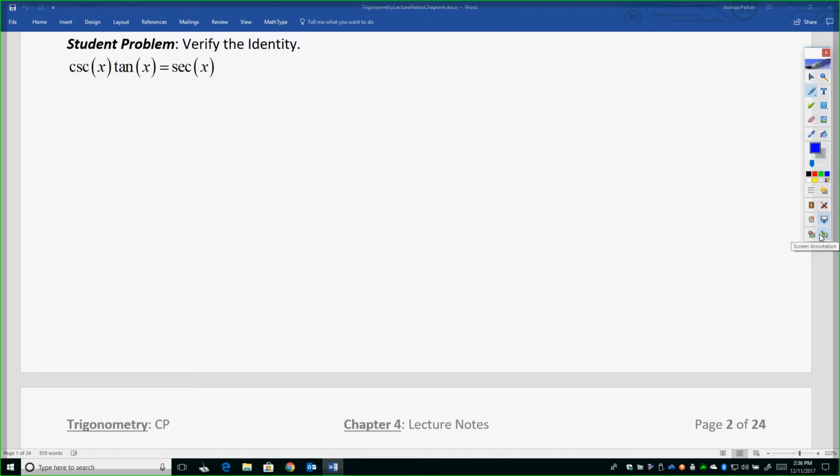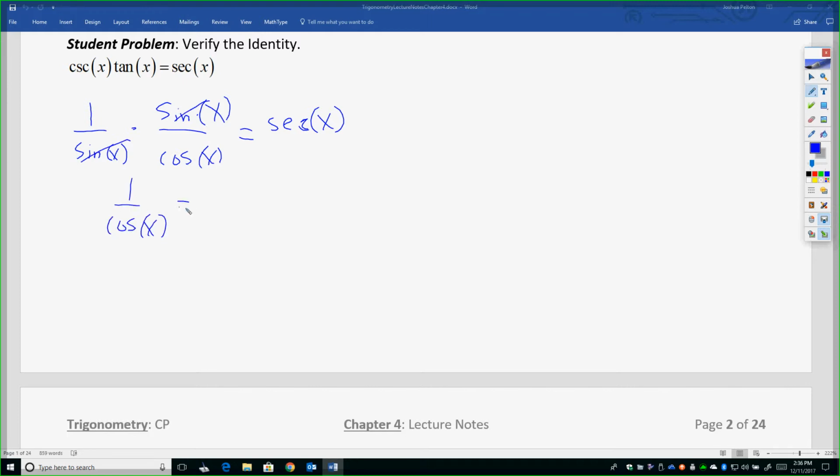Okay, for the student problem, I'm going to swap out cosecant for the reciprocal identity, 1 over sine. I'm going to swap out tangent for the ratio identity, or the quotient identity actually, sine over cosine. Okay, the sines cancel, leaving me with 1 over cosine. And the reciprocal of 1 over cosine is secant. And we proved it. All right, let's go to the next page.